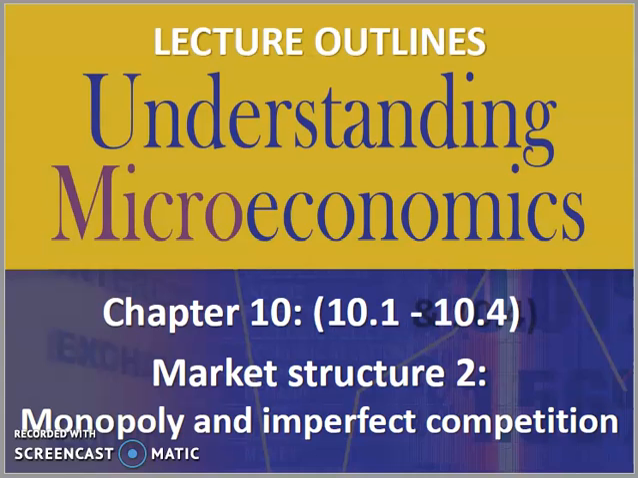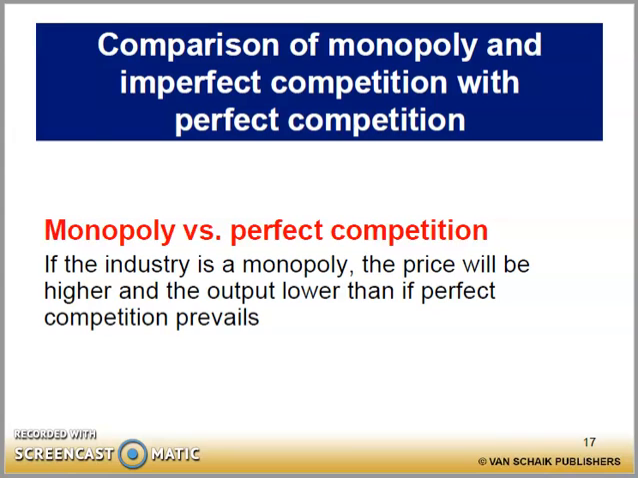Hi and welcome back. In the two previous videos we introduced and examined monopoly as well as monopolistic competition. We also explored the short-run equilibrium of the firm under monopoly. So in this video we explore further implications of the monopolistic market structure. The first thing we're going to do is to make a comparison of monopoly and imperfect competition with perfect competition.